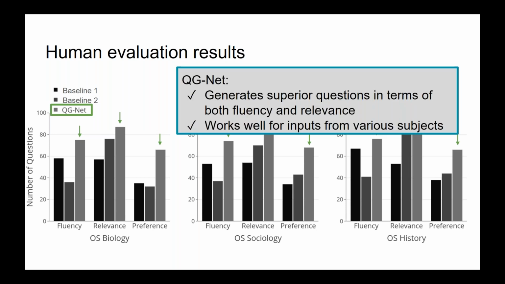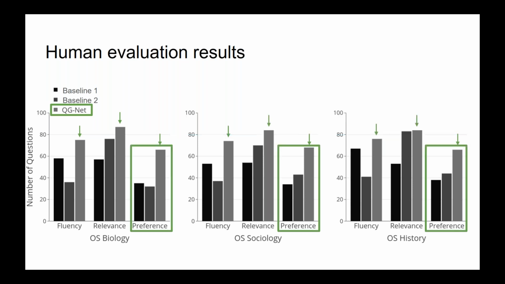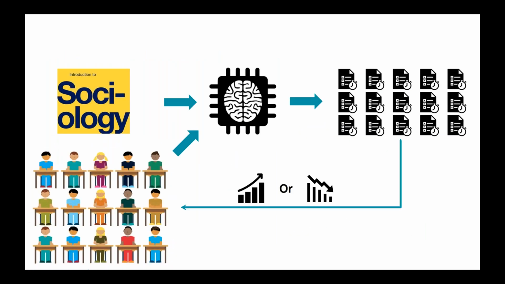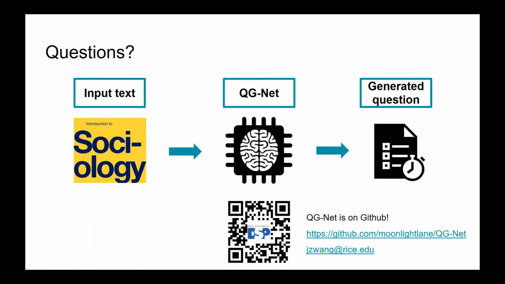And that's basically it. This is a model that can generate questions that are fluent and relevant. The last thing I want to show is that the code is actually online. You can download and try it. Where is it? Okay, here. So the model is online.